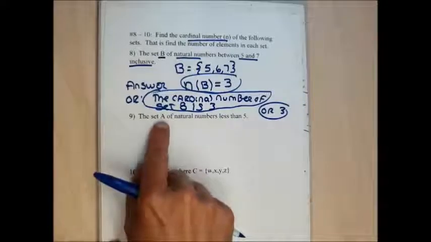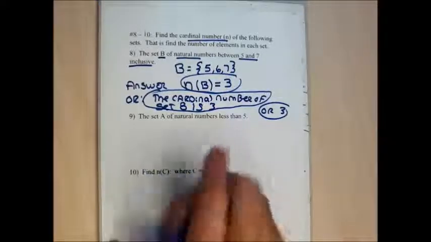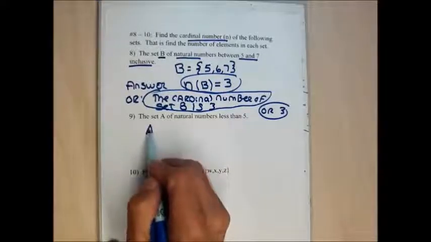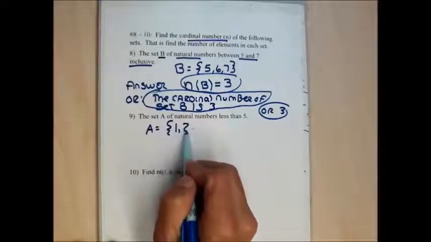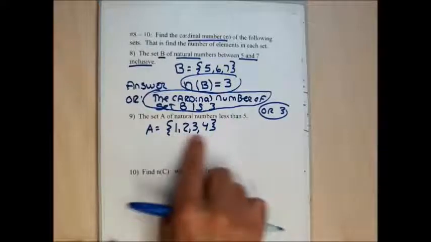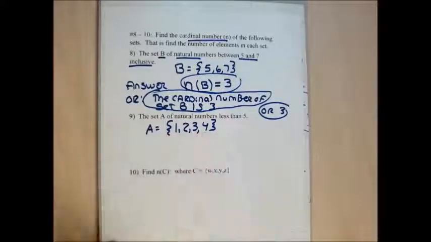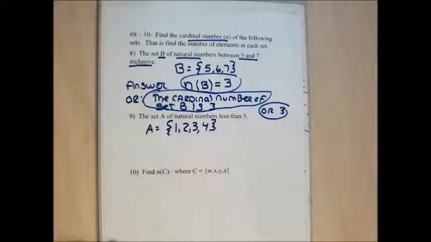For question 9, I need to create the set that's described here. Set A is a set of natural numbers less than but not equal to 5. Natural numbers start at 1. So the numbers in set A here are any natural number that's less than 5 but not equal to 5. This is what set A is. It's a set that contains the numbers 1, 2, 3, and 4. Those are the only natural numbers that are less than 5 and not equal to 5.